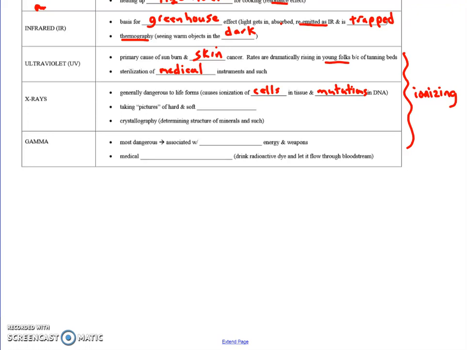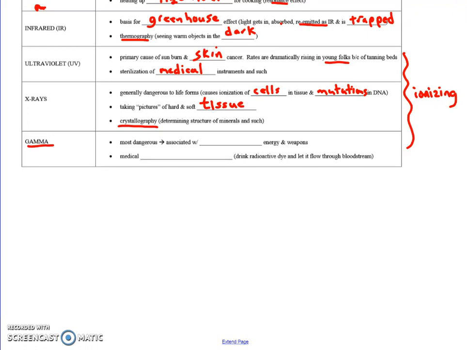But the positive use is taking pictures of hard and soft tissue. Many of us have had X-rays of bones if we've broken something or think we have, and definitely of our teeth. The hard tissue will cast shadows. The X-rays will pass through soft tissue, and from that we can learn how to study it. Another thing you might not realize, but it's actually very important in many applications, is crystallography, understanding how crystals are shaped by using the structure of minerals and such, by shining X-rays through them and looking for diffraction patterns. Very powerful technique.